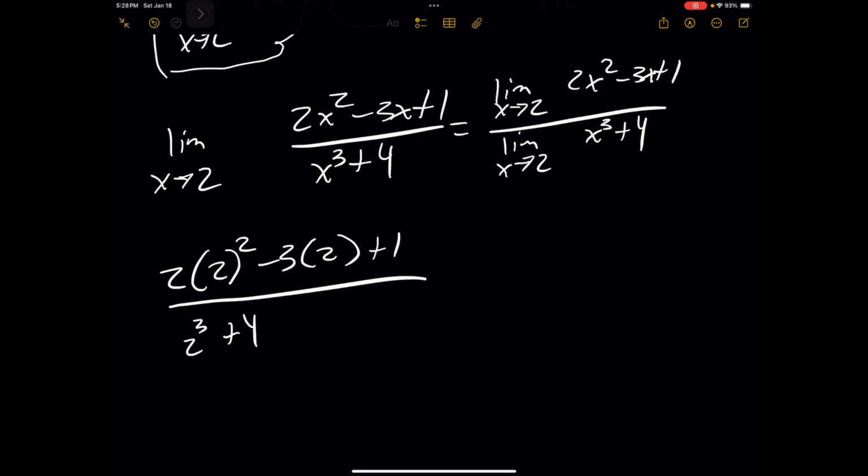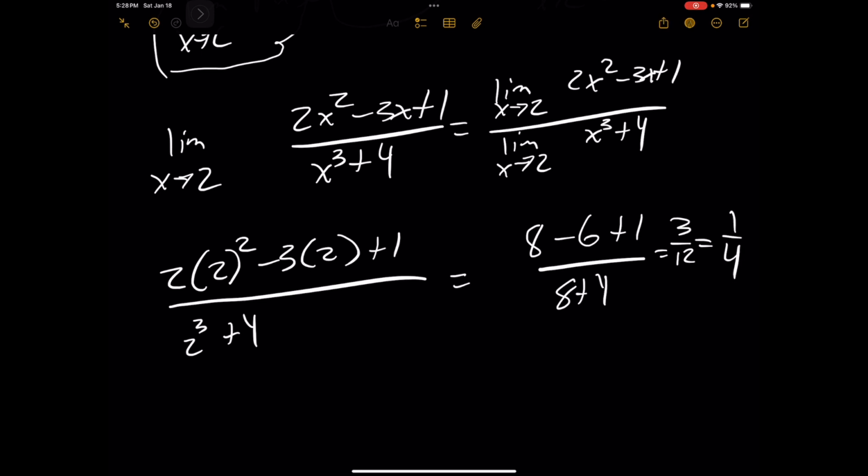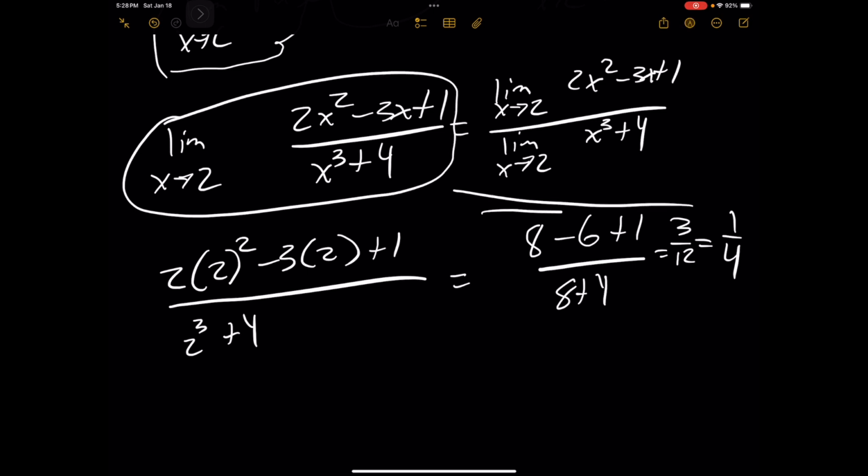Well, 2 times 2 squared is 4, so that's 8. Minus 3 times 2 is 6, plus 1, over 8 again, plus 4. Which is 3/12, and I will reduce to 1/4. And so in the end, what we have is the limit as x approaches 2 of this function is equal to 1/4.